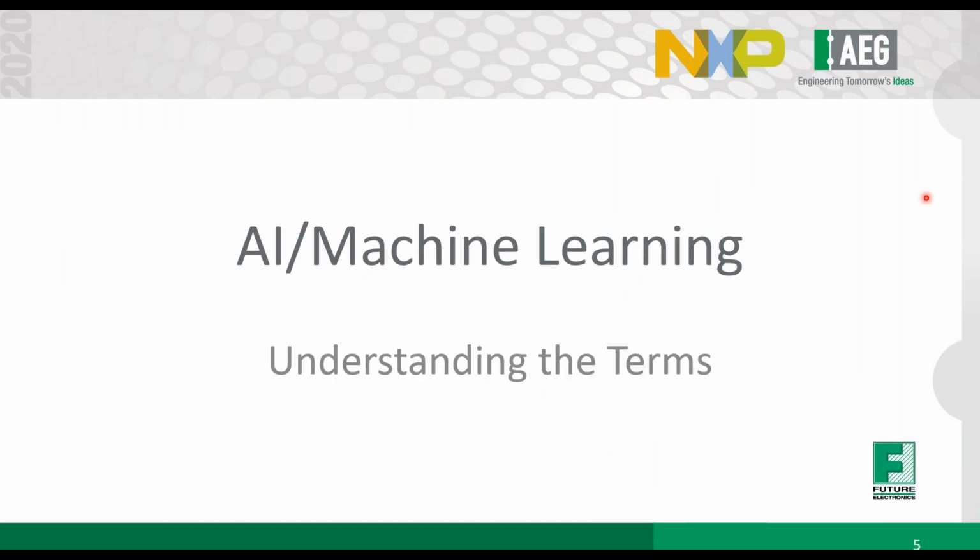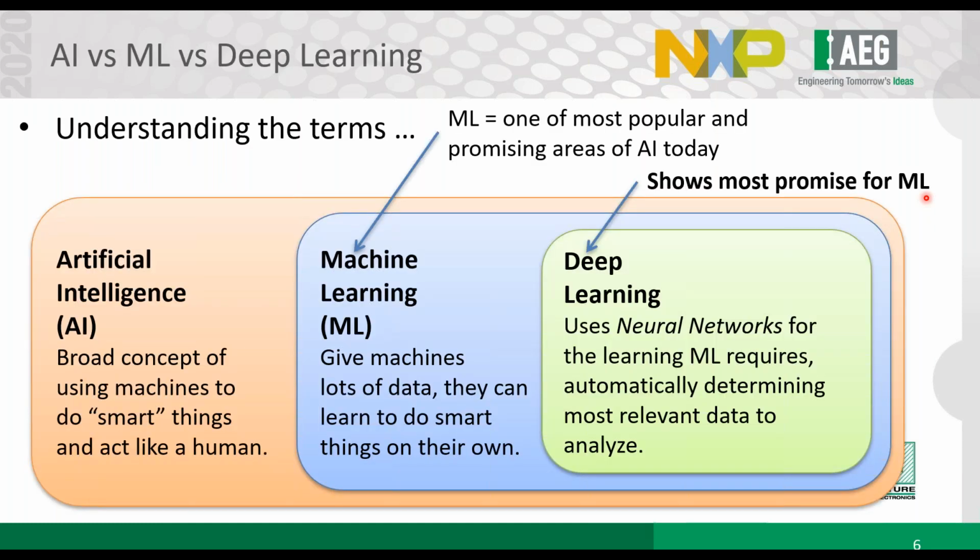Okay, so let's get started. I wanted to go over what the difference between AI, ML, and deep learning is. AI has become this catch-all idea where we're essentially trying to make our hardware and our products act smarter, or act more like a human.